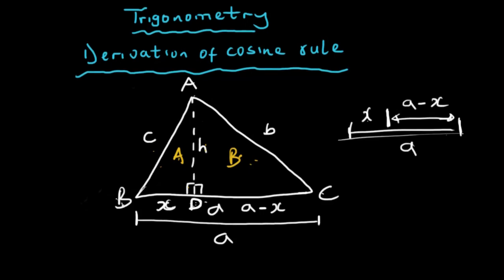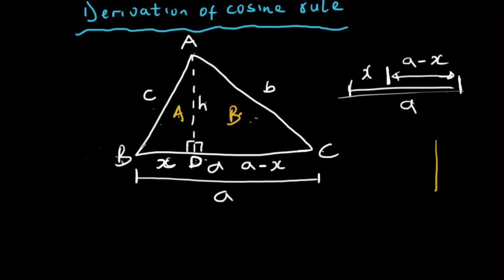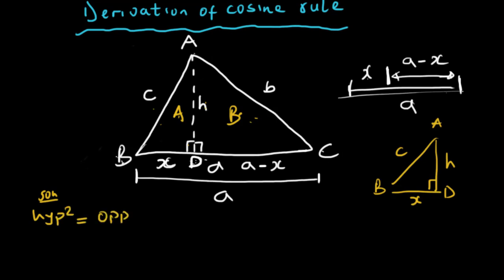Now, if I bring out this small triangle here, triangle ABD, I know this place as h, I know this place as x, I know this place as c. I can use Pythagoras theorem to relate the sides, isn't it? Now, let's do that. Remember Pythagoras theorem: hypotenuse squared equals opposite squared plus adjacent squared. I hope you remember this perfectly.